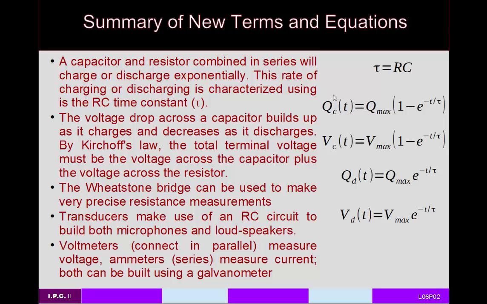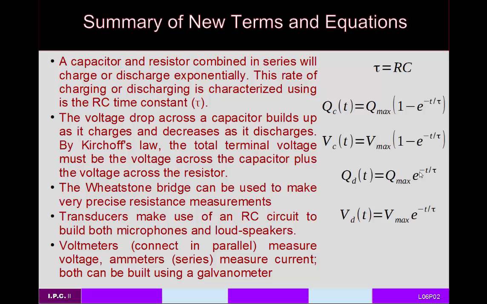And then if you're charging a capacitor, the charge on the capacitor is given by the maximum charge times 1 minus e to the negative t over tau, and the voltage drop across the capacitor is the maximum voltage times 1 minus e to the negative t over tau, where this maximum voltage is basically the voltage of your battery, and this maximum charge is basically the charge supplied from the battery, C times EMF, the capacitance times the EMF for the battery.